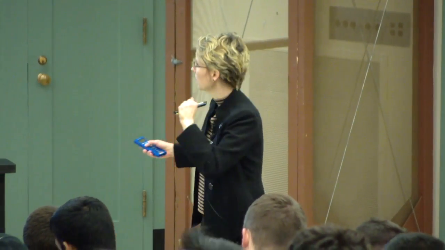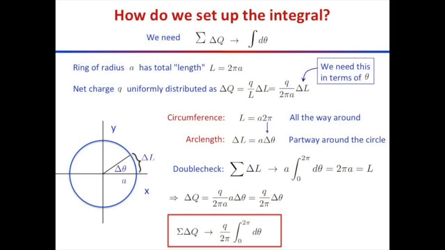You might also have gotten that a little quicker just by saying, look, I'm going to uniformly distribute the charge around the angle. So if the charge is distributed all over 2 pi, then the proportionality should just be the little angle chunk that I have. All right, so the sum over all the delta q's tends to Q over 2 pi, total charge over 2 pi, integral 0 to 2 pi d theta. Do you have any questions about that?